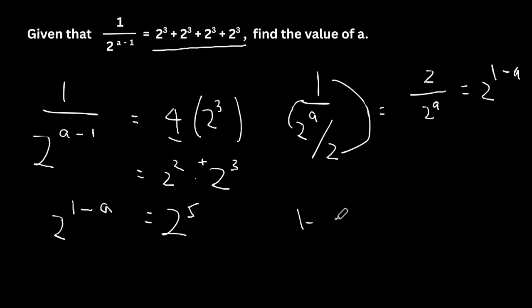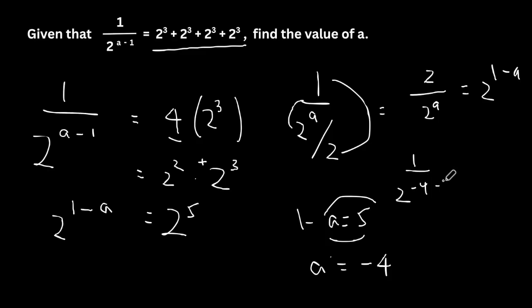Therefore, 1 minus a equals 5. So you bring a over here and you bring 5 over here. So a equals -4. 1 minus 5 equals -4. So that's the answer. And if you want to check this back, you can always put the number back here and see if 1 over 2 to the power of -4 minus 1 is the same as 2 to the power of 5. So this will become 1 over 2 to the power of -5, which is the same as 2 to the power of 5.